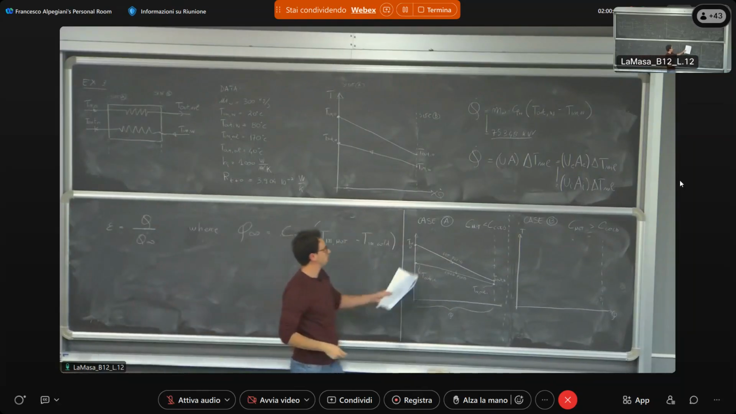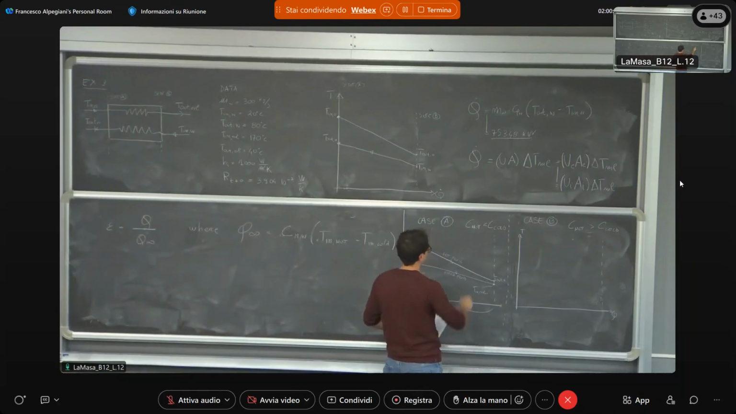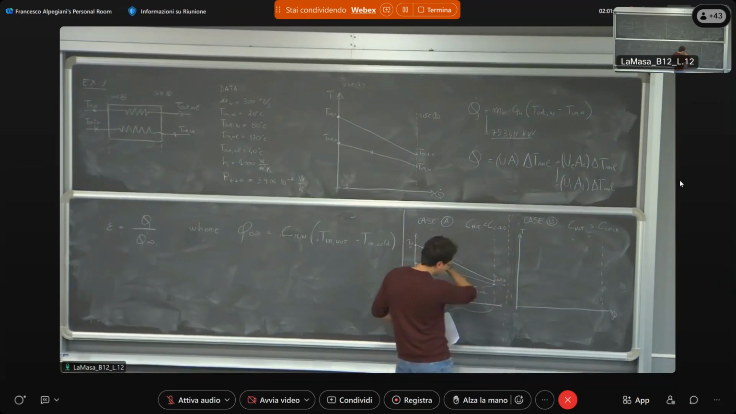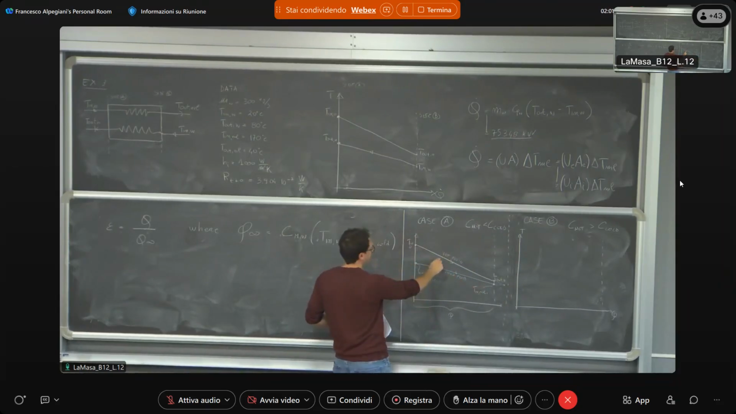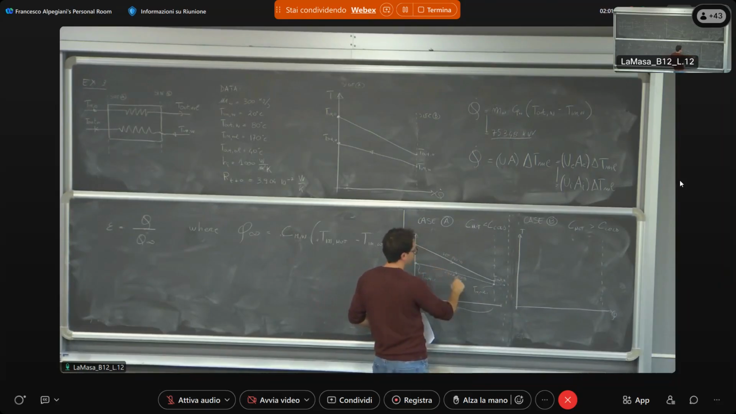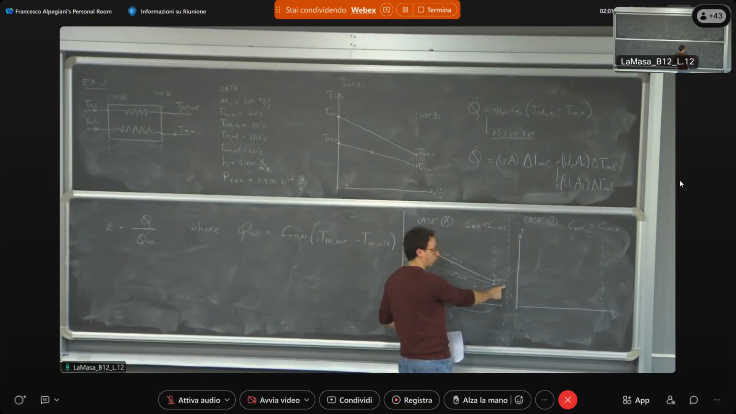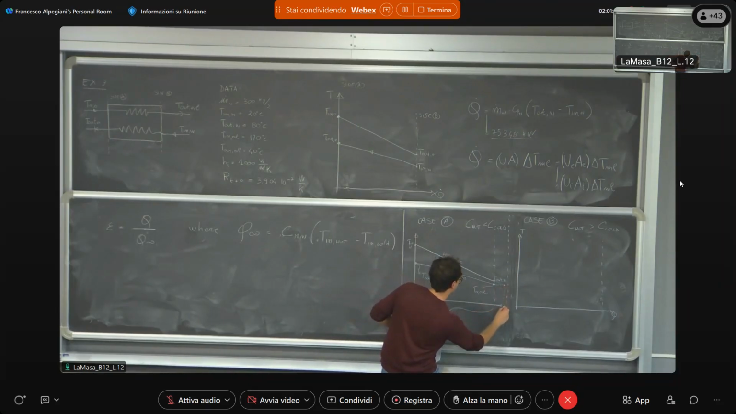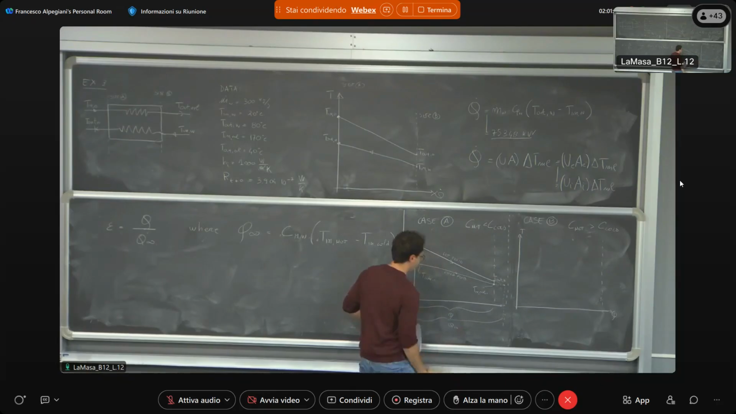In the case of C hot lower than C cold, Q infinite will be equal to this. So if we have essentially an infinite area, we can bring the temperature of the hot fluid equal to the temperature of the inlet fluid on the cold side. So this essentially would be Q infinite. Okay.